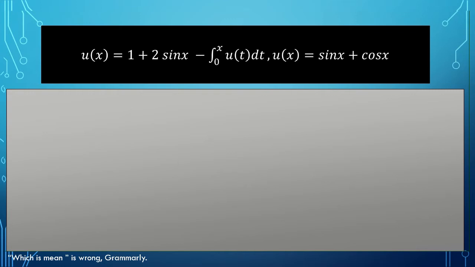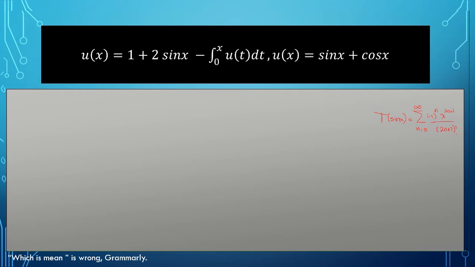And here we have sine x, and we know that the Taylor form of sine x is equal to summation n from 0 to infinity minus 1 raised to n x raised to 2n plus 1 over 2n plus 1 factorial.